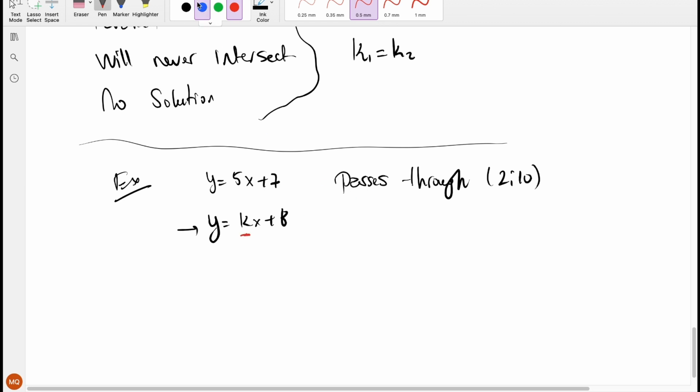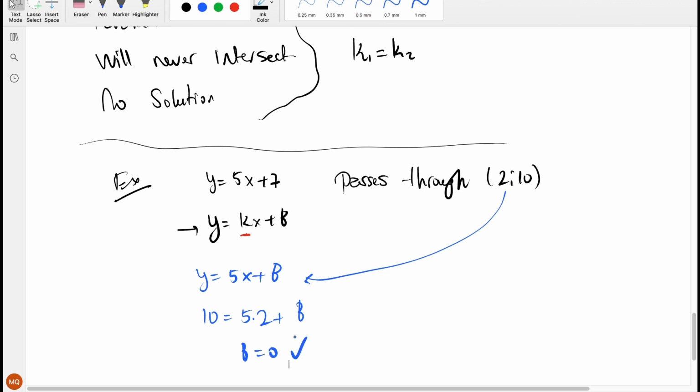Because it's parallel, k is equal to 5. So it is y is equal to 5x plus b. After that we have to put the point here. 10 is equal to 5 multiplied by 2 plus b, and b is equal to 0. So it is the line y is equal to 5x.